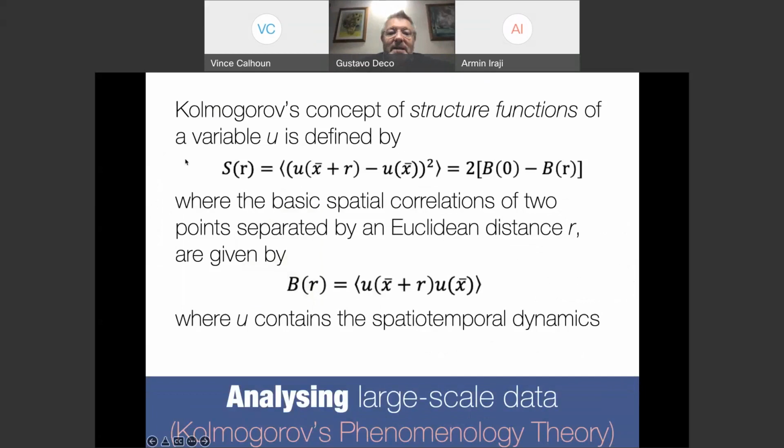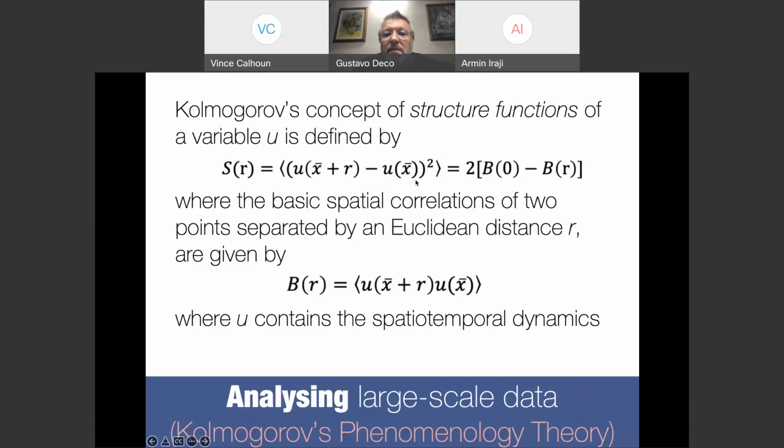The structure function is basically just the quadratic difference of the displacement at a distance R of your main variable. In the case of Kolmogorov, it was the velocity; in our case, it will be our neural activity signals. In particular, in our case, it will be the BOLD signals.